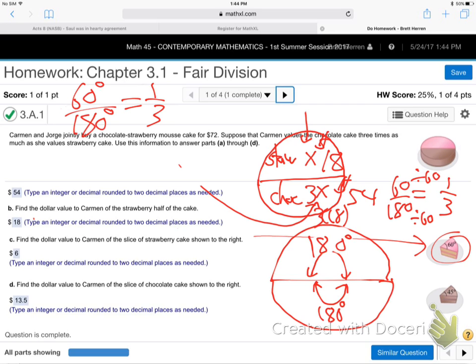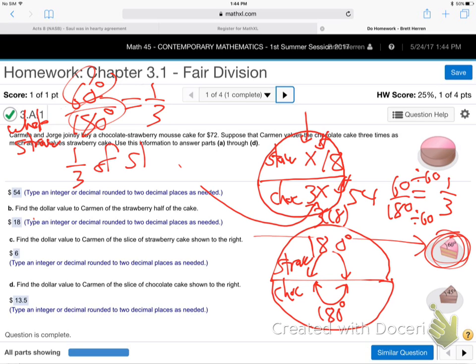Why 180? Because 180 is the whole strawberry, right? Here's the strawberry, the chocolate. The strawberry is 180 degrees. So we're saying, well, that's 1/3 of the whole strawberry. 60 is what part of 180? It's 1/3 of the whole strawberry. So 1/3 of the strawberry, that's what this is.